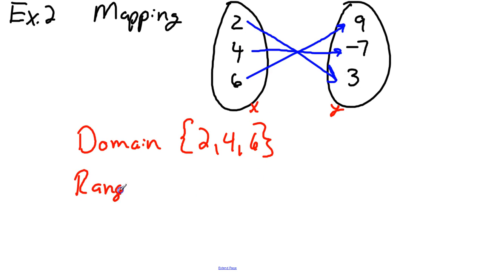And then the range, well, that's going to be the other numbers over here. And again, you can do it in order, or as long as you've got them listed, it doesn't really matter the order you put them in. So if you want to put it in just like they have it listed here, if you've got 9, negative 7, 3, that's fine.